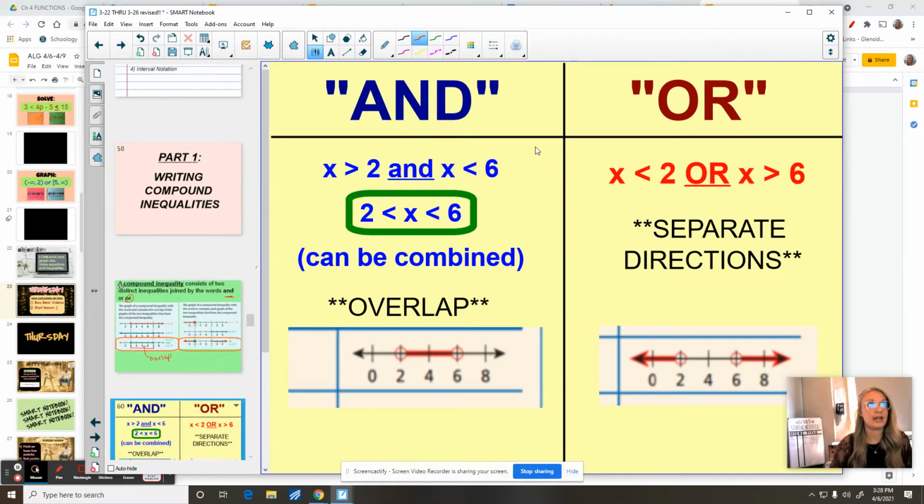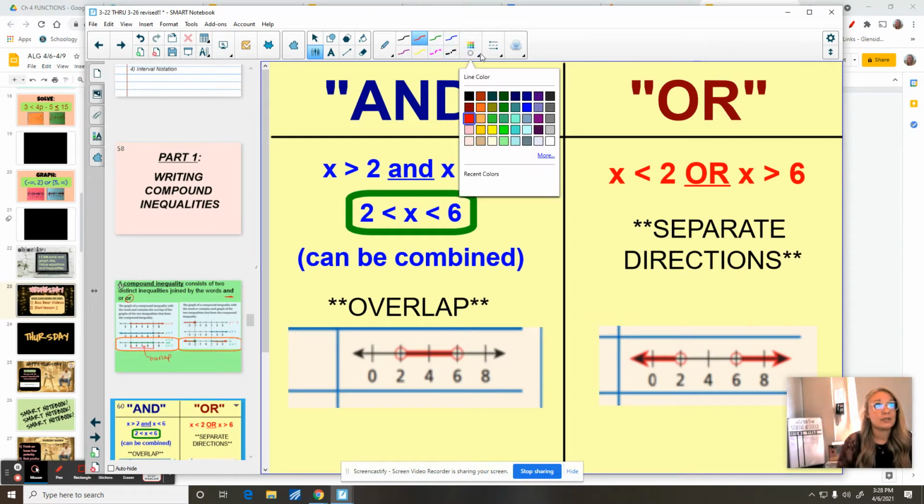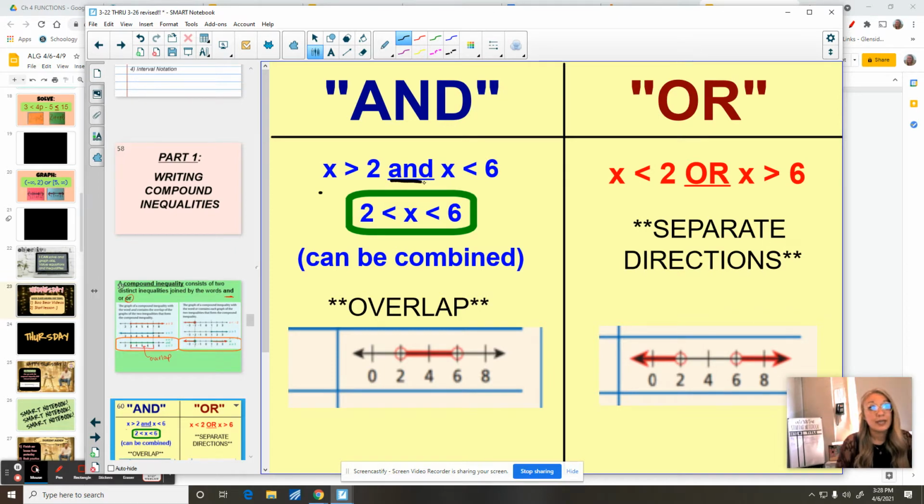To quickly generalize, our and compound inequalities can either be written as x is greater than 2 and x is less than 6. But more commonly, you'll see them written as a single inequality: 2 is less than x, which is less than 6. You can also notice that on your graph here, they have the overlap. And this is not anything new, but when you have these less than signs, you would have open circles, whereas if you had less than or equal to, they would be closed circles.